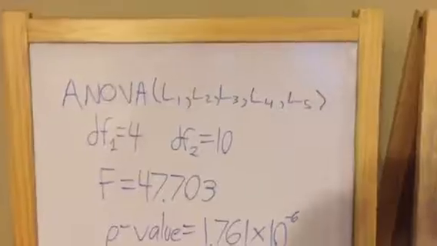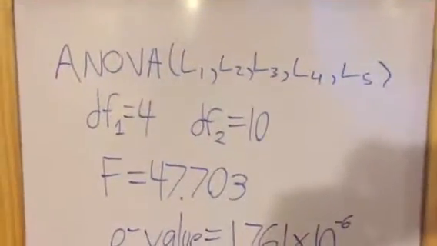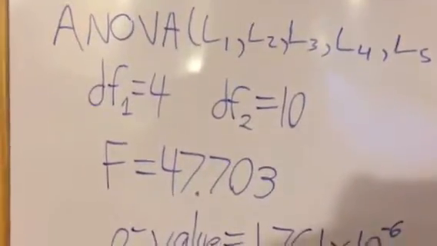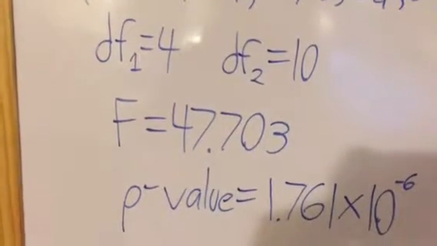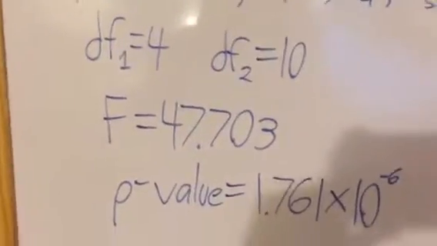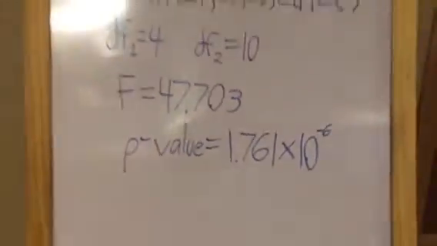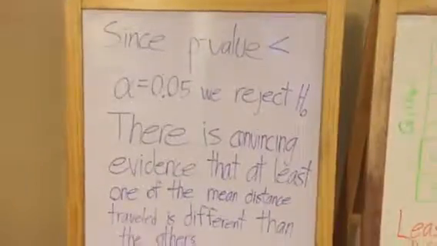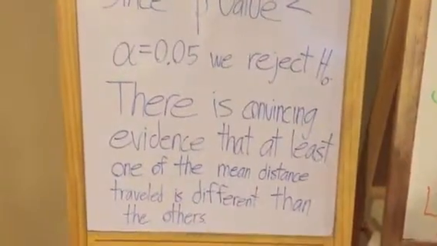We took the results of each of the 5 golfers and put them into lists 1, 2, 3, 4, and 5. And we used the Anova test with these 5 lists in our calculator, and the first degree of freedom was 4, the second degree of freedom was 10, and F equals 47.703, and we use F for Anova instead of T or Z, and the p-value was 1.76 times 10 to the negative 6th. Since the p-value is less than alpha equals 0.05, we reject the null hypothesis.